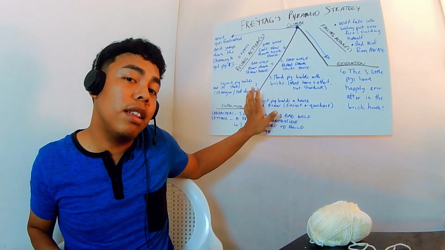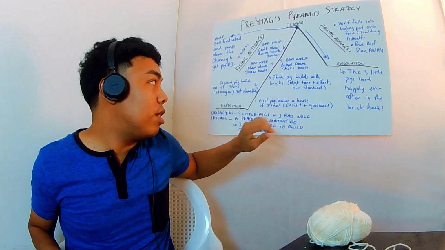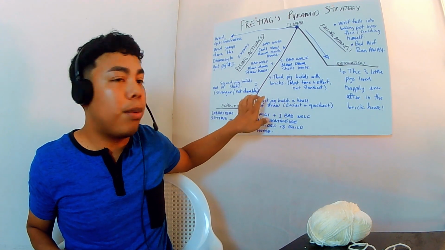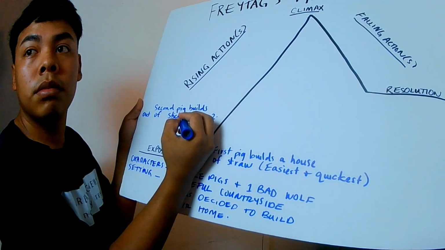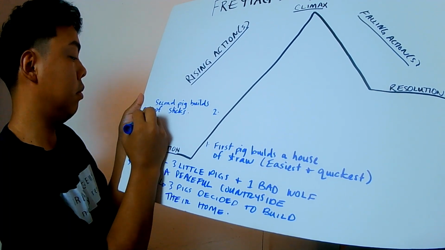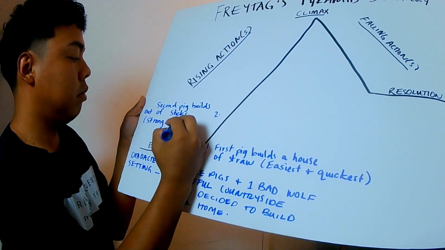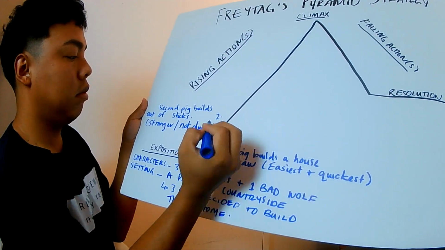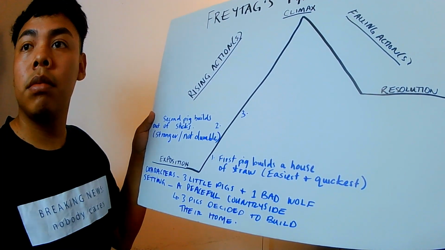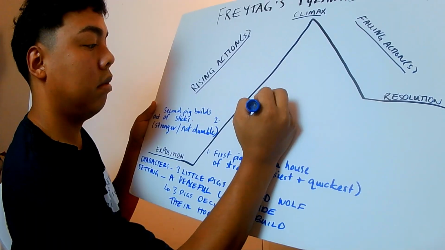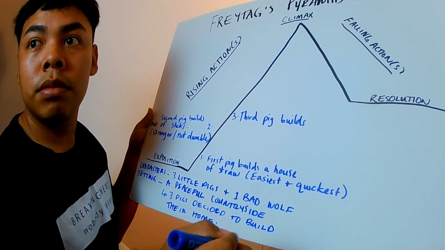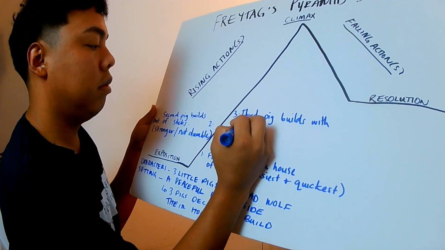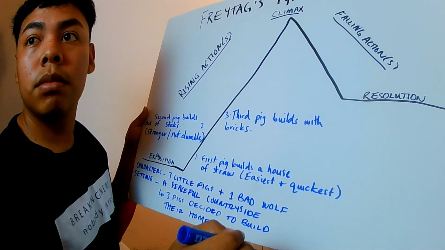Based on the second paragraph in specific, we're now aware that the first 3 pointers that are part of the rising action would be: the first pig building the house of straw, which is the easiest and quickest way to build a house. The second pig builds out of sticks. This is a little stronger, but not really much durable. It is not a durable way to build a house. Now the third pig, though a little smarter and clever, builds with bricks.